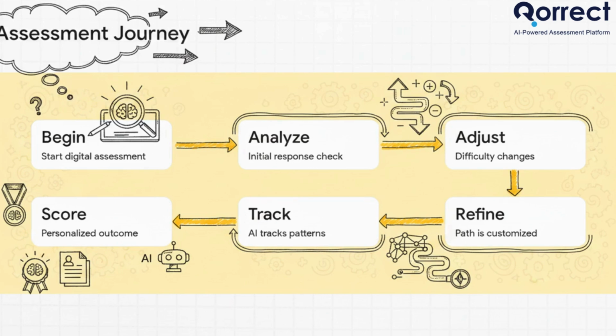Every single click, every single answer tells the system a little bit more about your capability, letting it hone in on your precise skill level. Step 5, the AI algorithms are just quietly tracking your performance and learning patterns in the background. And finally, Step 6, your final score.